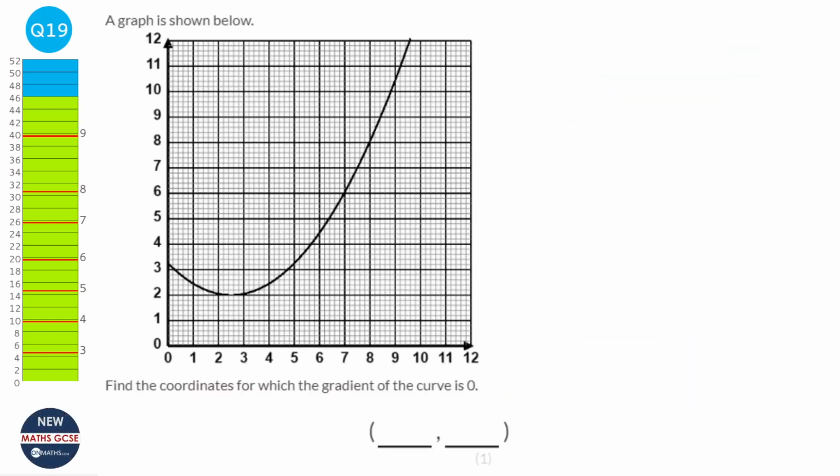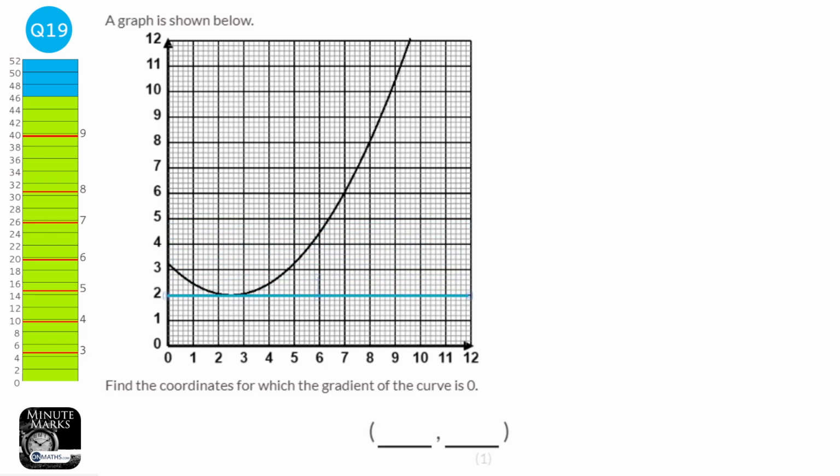A line that has a gradient of 0 will just be a horizontal line. So if you get your ruler and you just have a horizontal line on your ruler, so just have it as a gradient 0, and just keep moving down this graph until it becomes the tangent of the curve. So if you see, it becomes a tangent to that curve here.